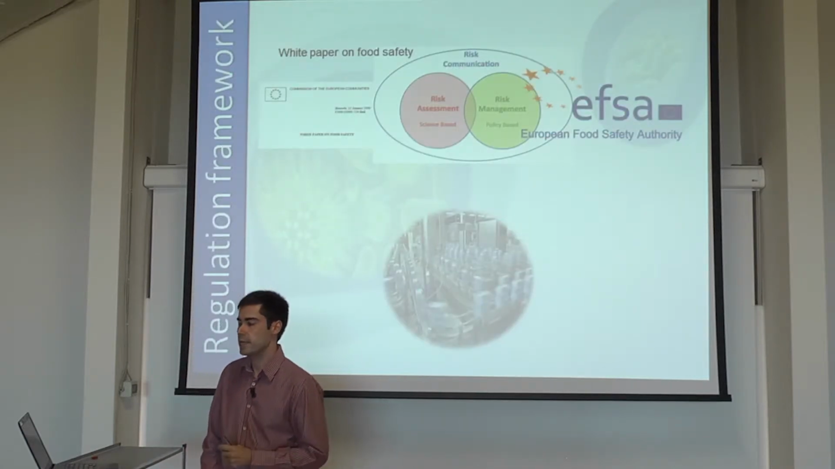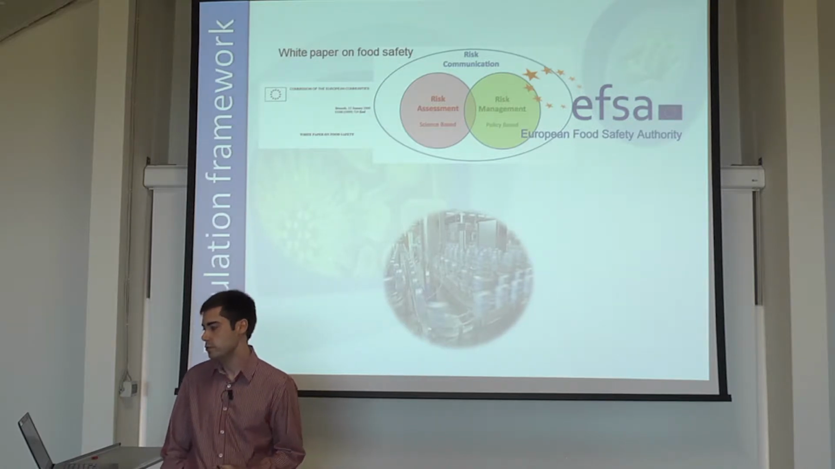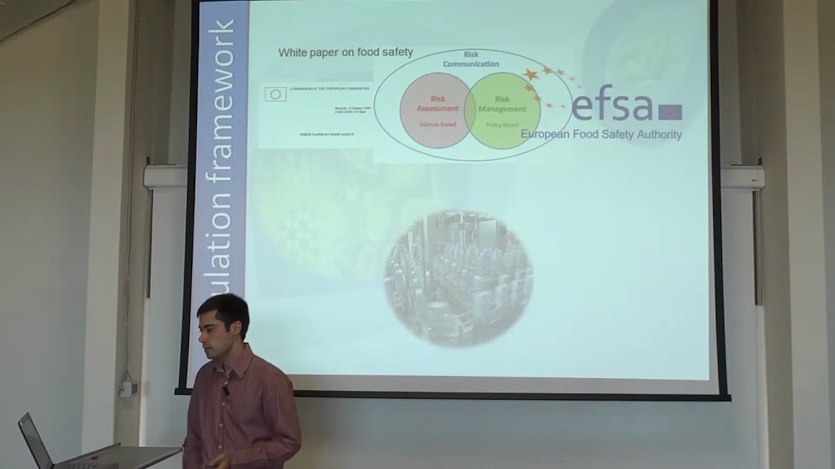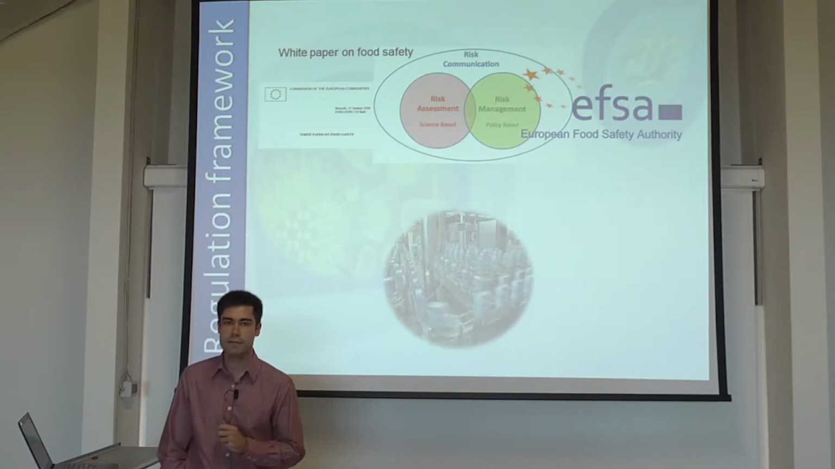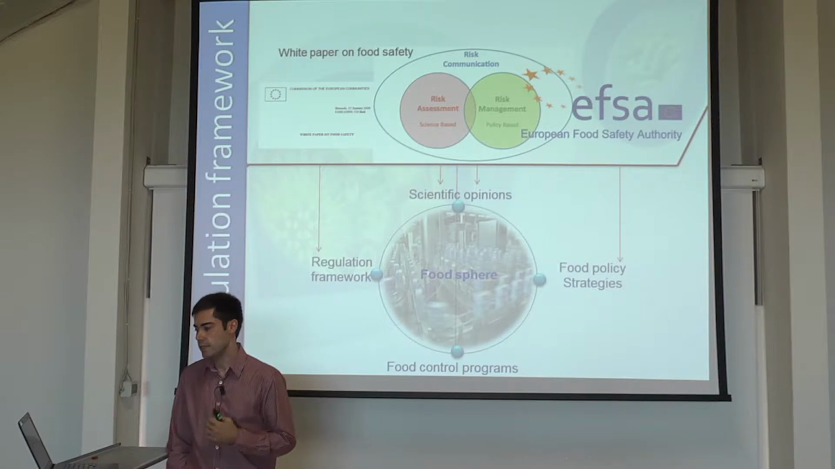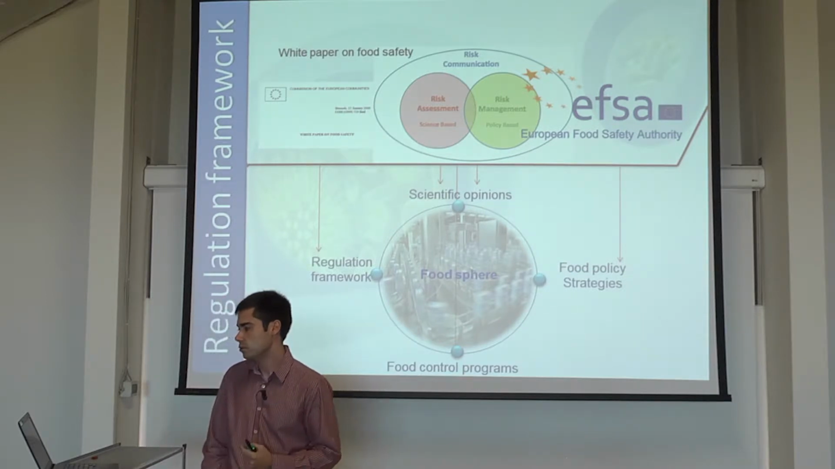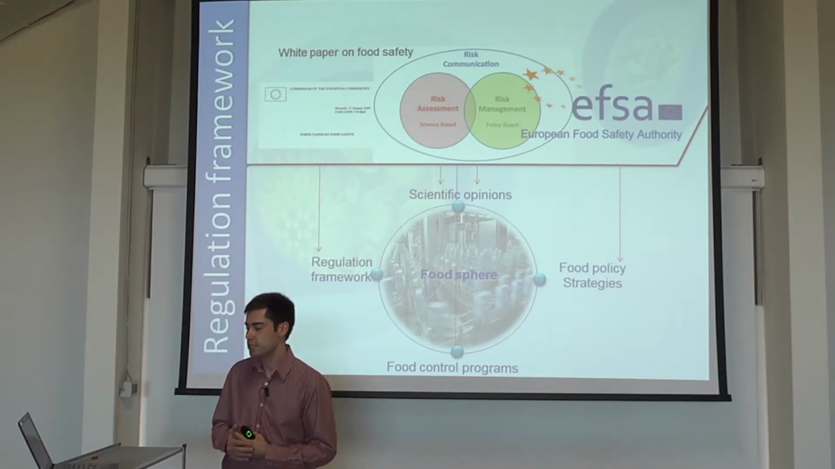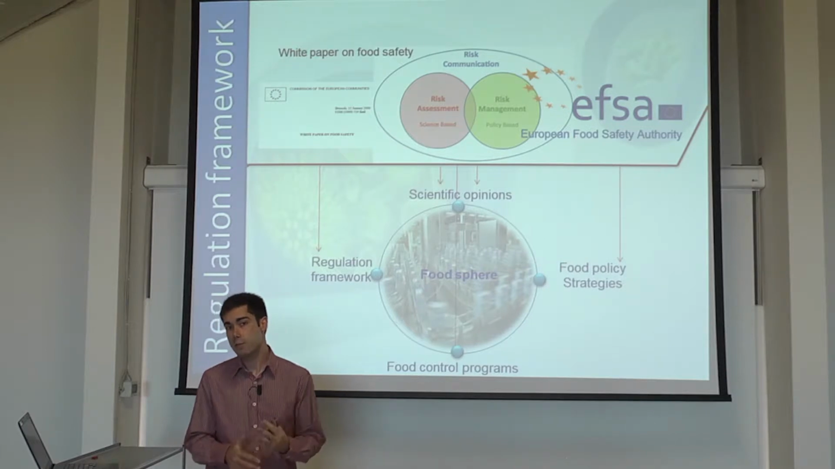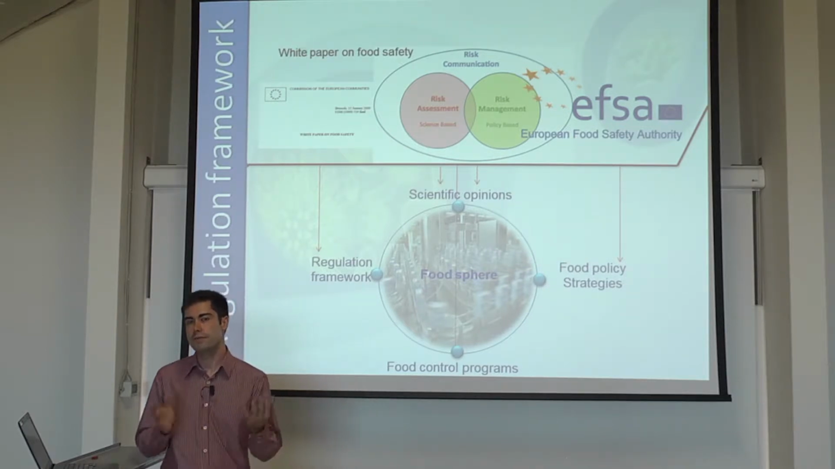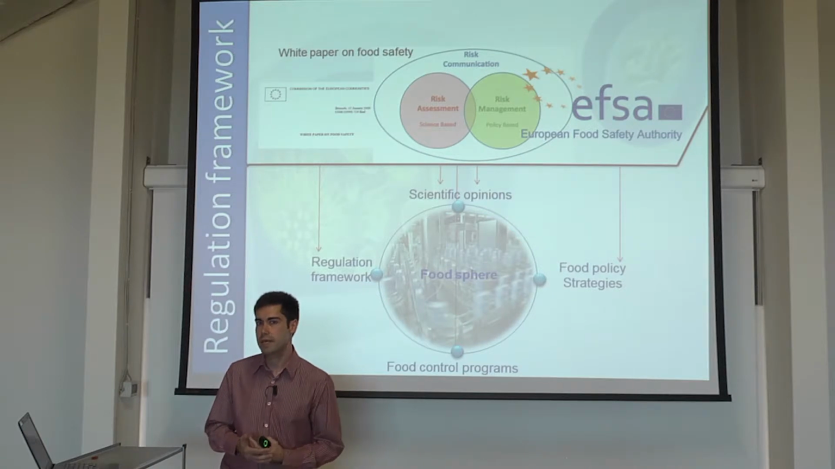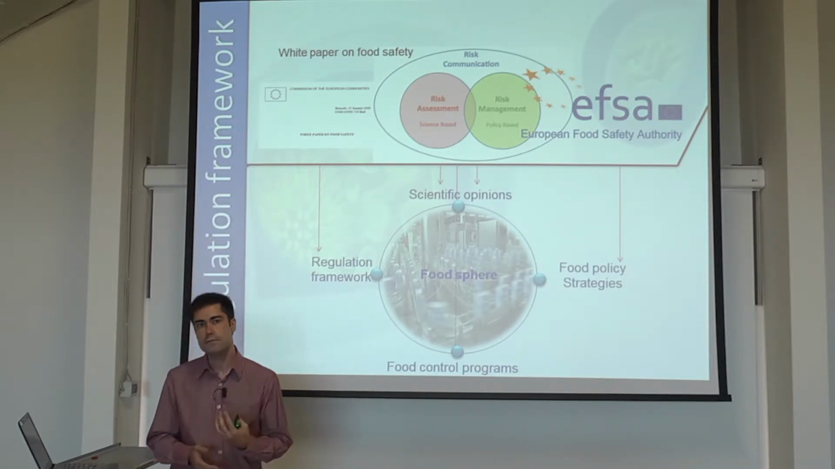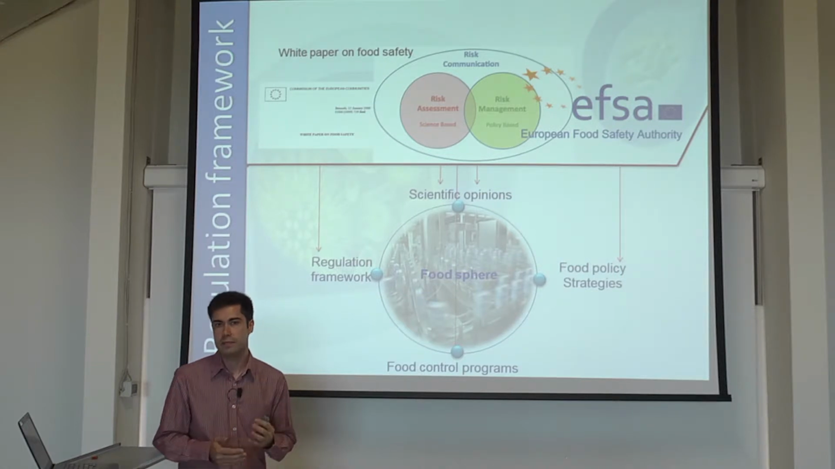Other documents and other organizations arise from the risk analysis approach. For example, the famous white paper on food safety in 2000, and also the European Food Safety Authority, which elaborates scientific opinions. Also, regulation frameworks can be described, as well as food policy strategies or food control programs. In the meanwhile, the food industry is waiting to adopt this kind of decisions, but in many cases this information is not so clear to be adopted in reality.